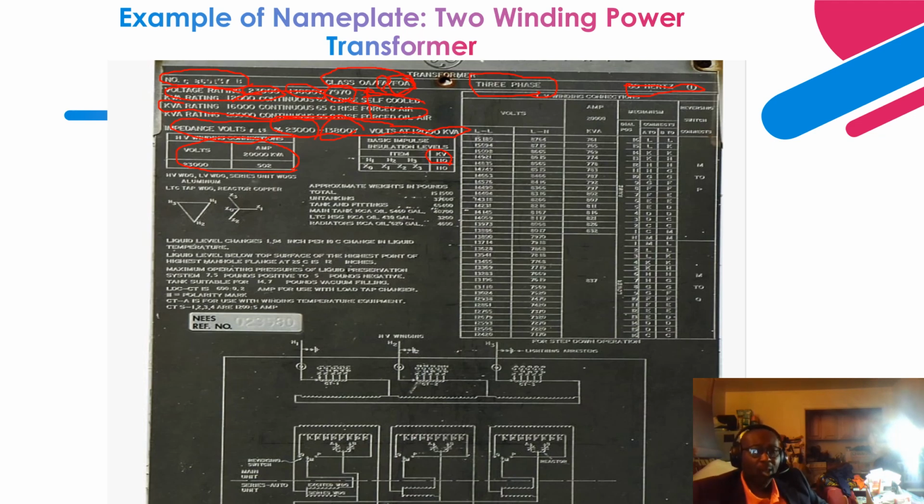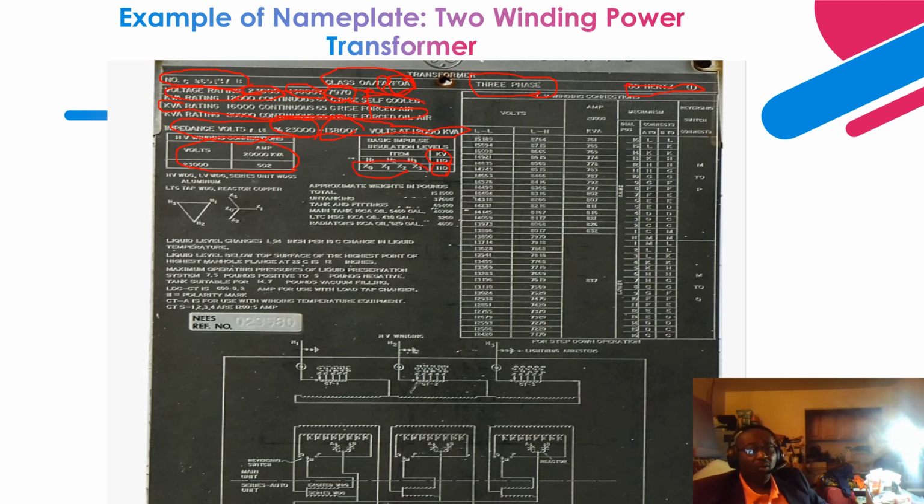Next is the low voltage side, X0, X1, X2, X3, right? It can withstand a basic insulation level of 110 kV, both for the high side and the low voltage side.